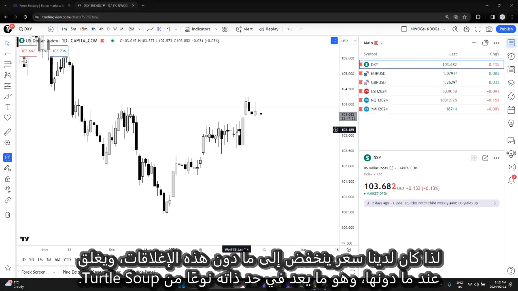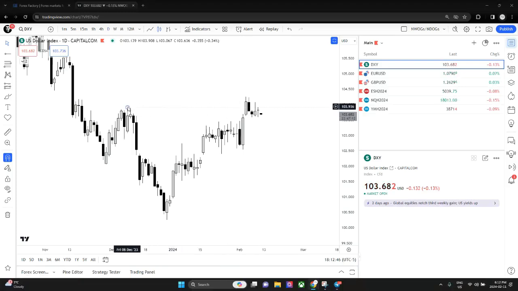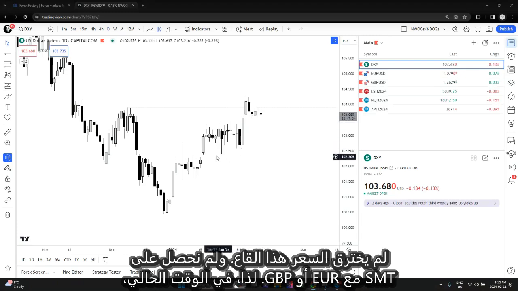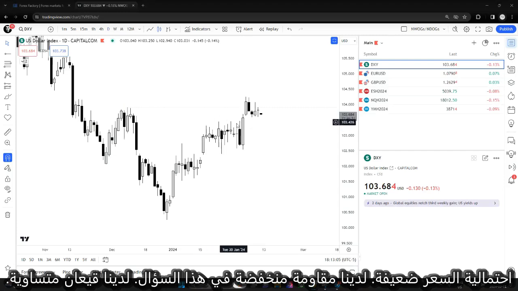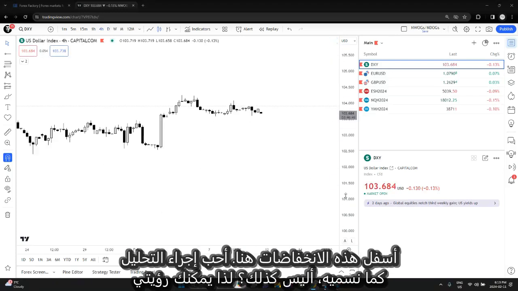So we had price close below these closes, which in itself is a type of turtle soup, right? And then push above this high. We expected price to draw to this liquidity pool that's above here, and we also expected price to return to the range. Price didn't break below this low, and we didn't get SMT with EU or GU. So right now, price is low probability. We have low resistance liquidity right here. We have equal lows below these lows right here.